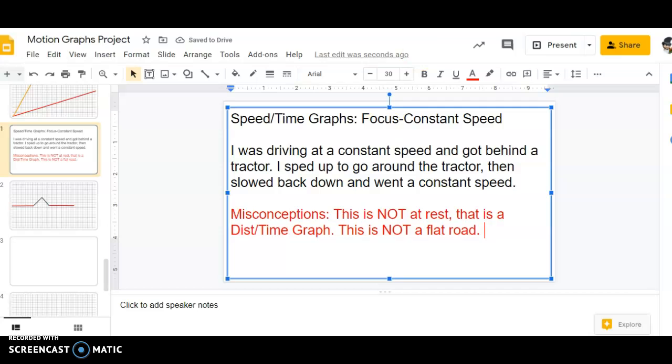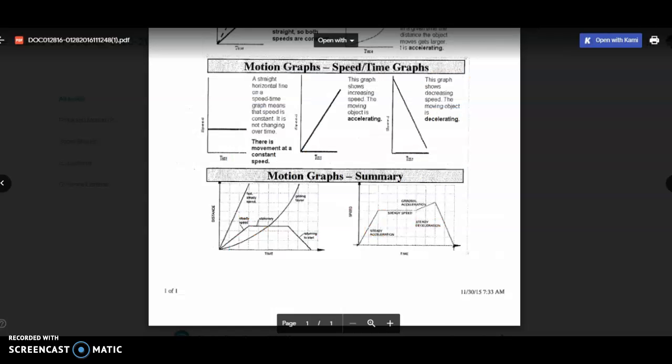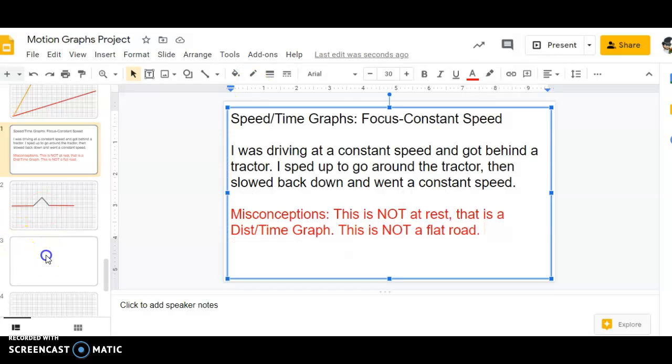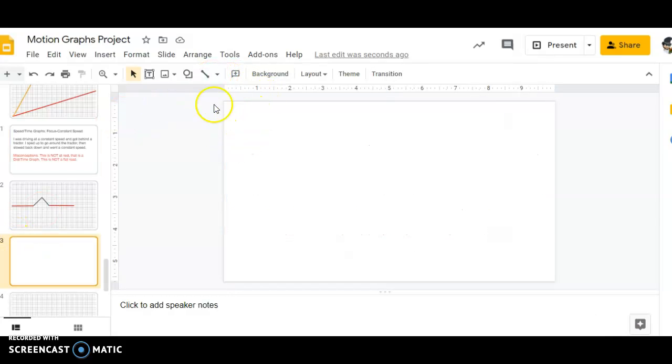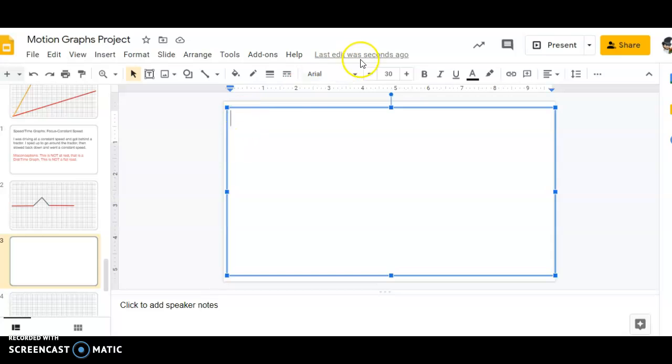Okay, so let's check and see what we need to work on next. We go back, we say, okay, we need to show some acceleration. Okay, not a problem. So we're going to have a speed time graph, our focus, acceleration.